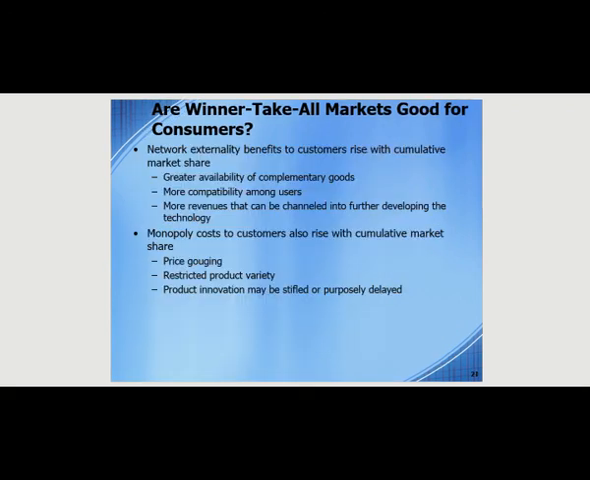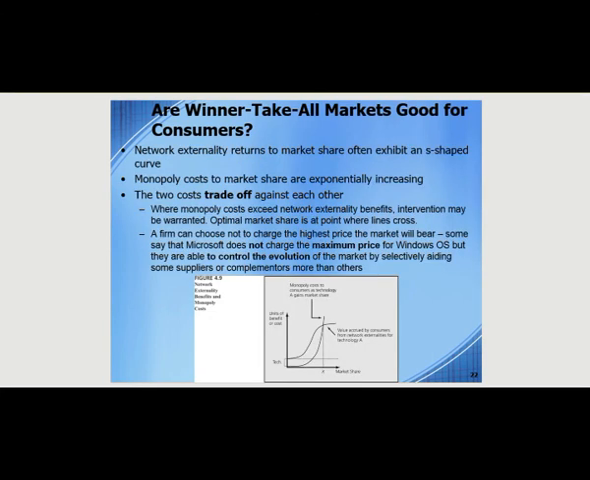Network externality benefits to consumers rise with cumulative market share: greater availability of complementary goods, more compatibility among users, more revenue that can be channeled into further developing the technology. Monopoly costs to consumers also rise with cumulative market share: price gouging, restricted product variety, product innovation may be stifled or purposely delayed. Network externality returns to market share often exhibit an S-shaped curve. Monopoly costs to market share are exponentially increasing.